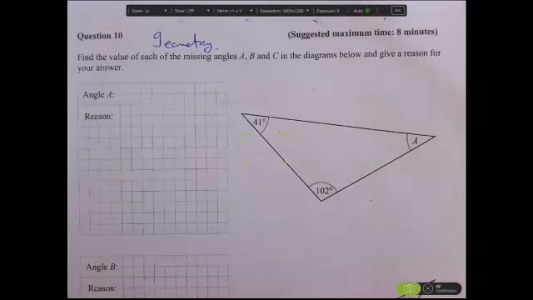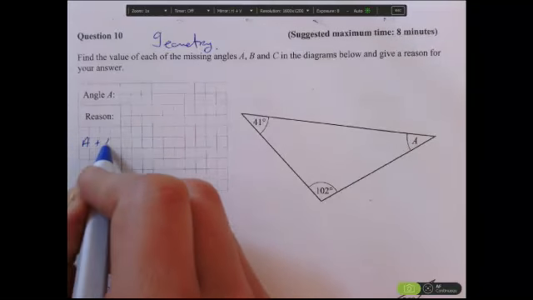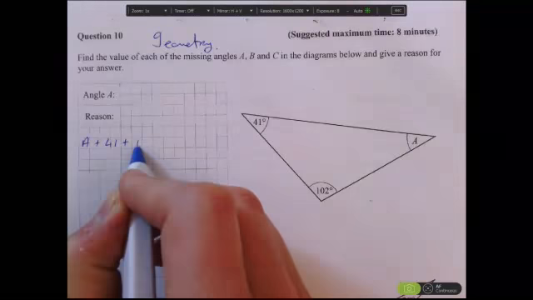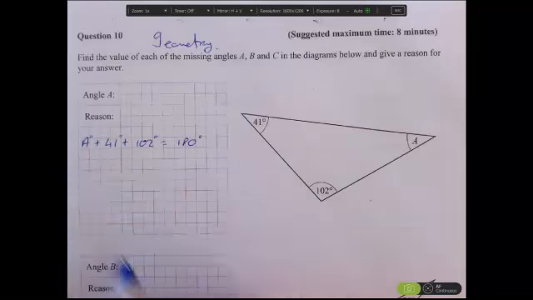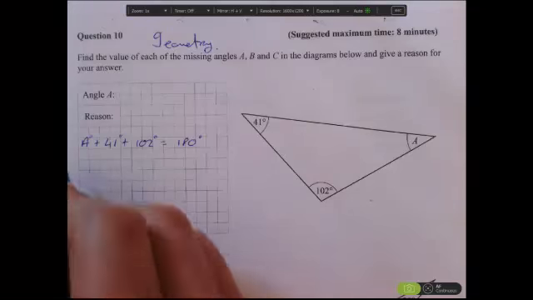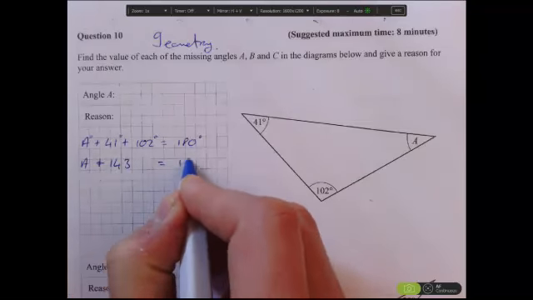So what you need to recognize is that a triangle has 180 degrees. So very often with these questions, you need to do your reasoning first before you can actually fill in what the angle is going to be. So you're going to say that the angle A plus 41 plus the 102 is equal to 180 degrees. You're going to add the 41 and the 102. You're going to get 143. So plus 143 is equal to 180.